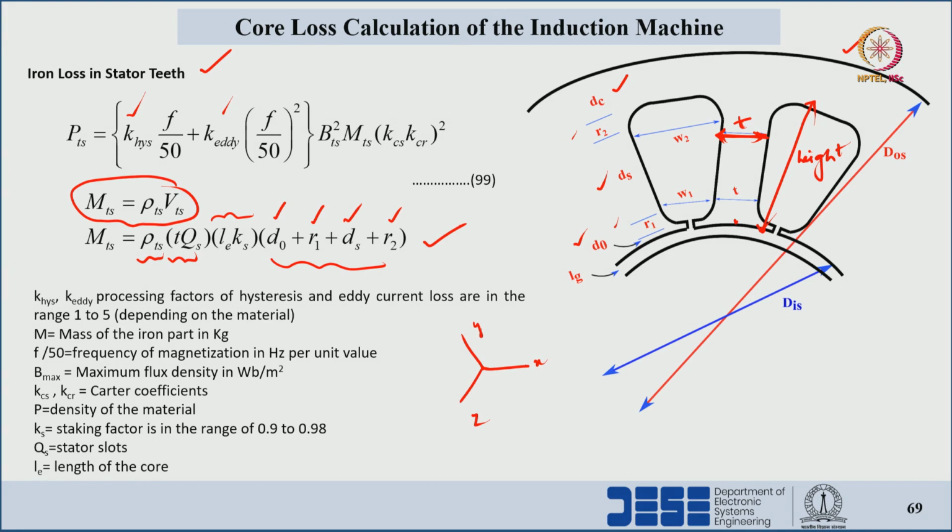Once we know the mass, substitute the mass here, and how to calculate the Carter coefficients we know. Based on that we can calculate the iron loss with respect to the stator teeth.